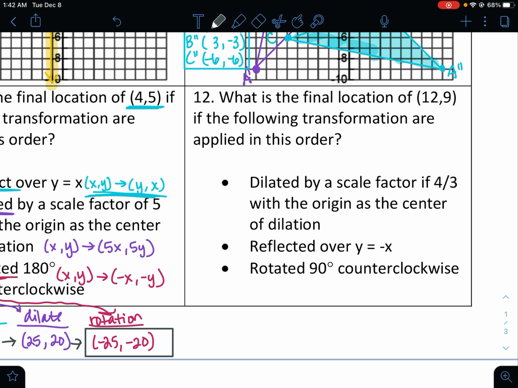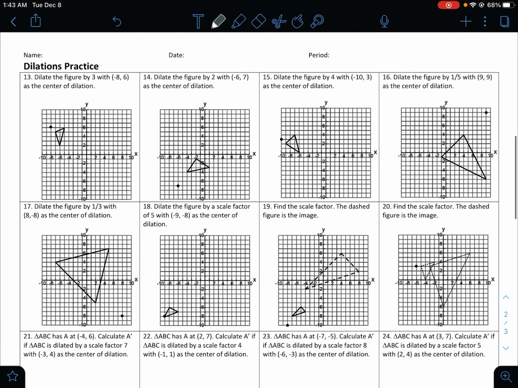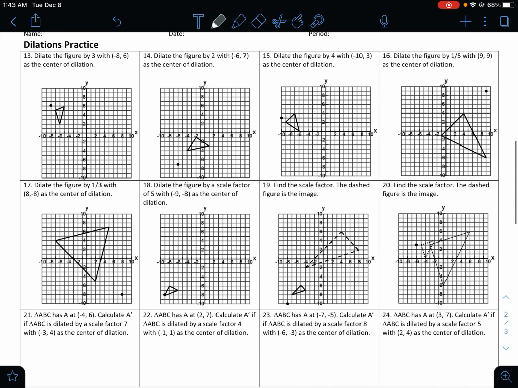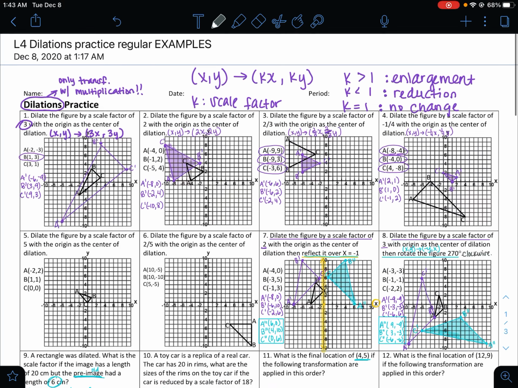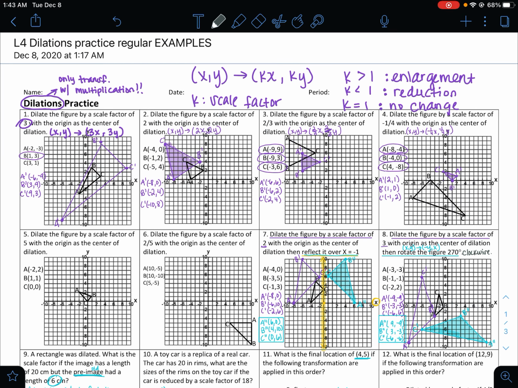All right, number 12. What is the final location of (12, 9) if the following transformations are applied in this order? You should be able to do this one by yourselves. It's just like number 11, but with different transformations. Do not worry about numbers 13 through 24. So finish this, turn it in, you'll be good to go.